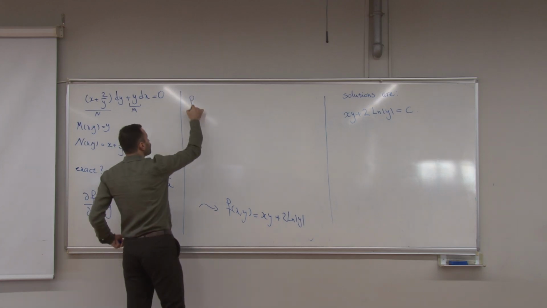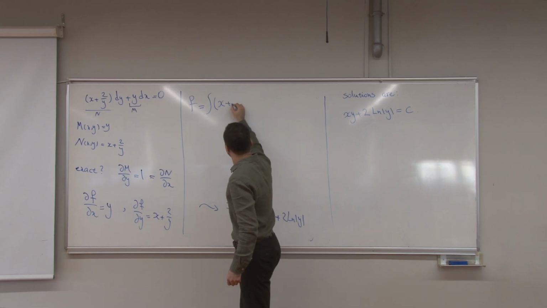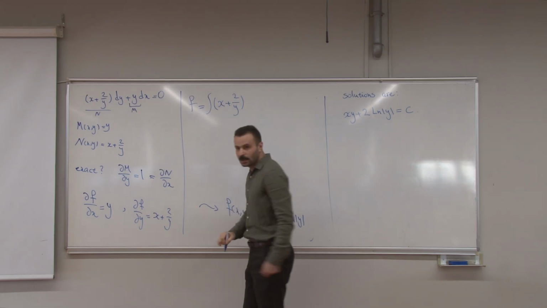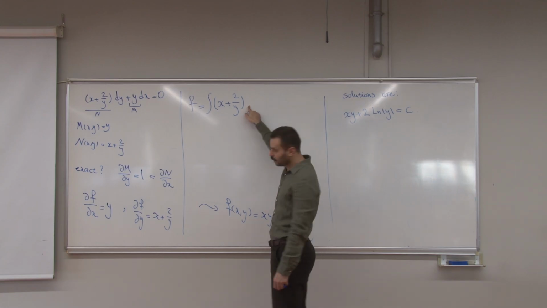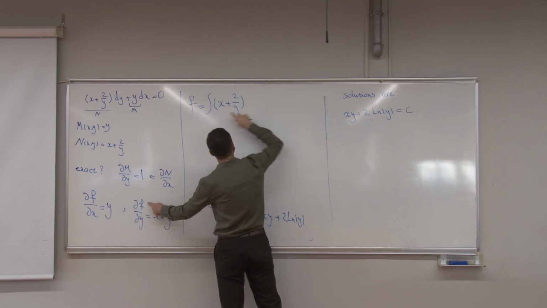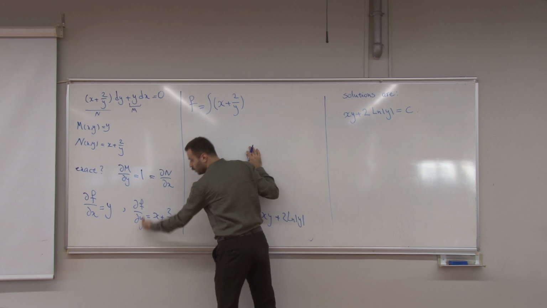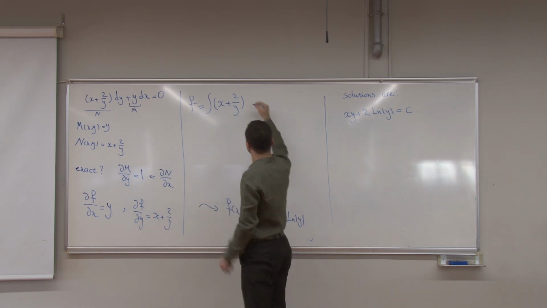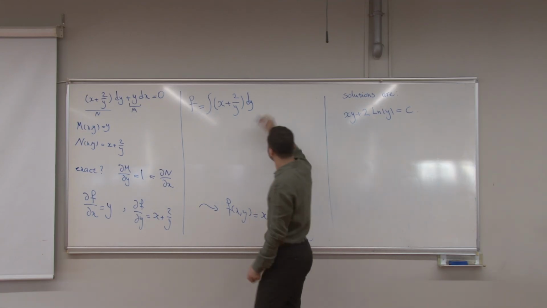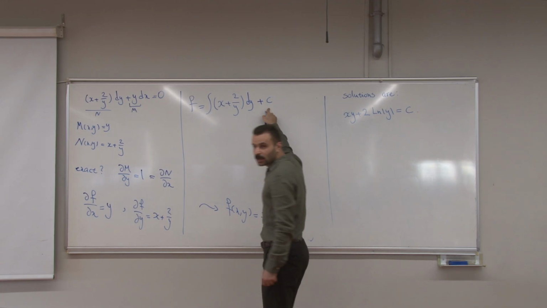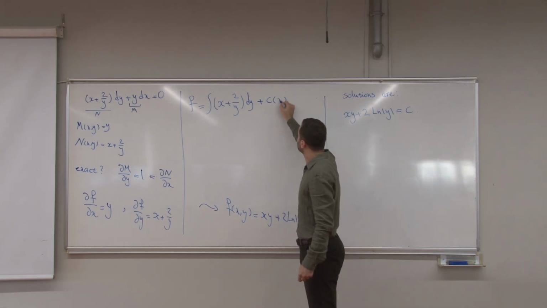So what is f? F is going to be the integral of what? X plus 2 divided by y. Shall I write dy over here or dx over here? What was this? This is the partial derivative of f with respect to y, right? So in order to go back to f, I need to take the integral with respect to y. So this is dy. And this is our second solution for the same equation. Plus, now I'm going to add a constant c, but this is going to be a function of x.